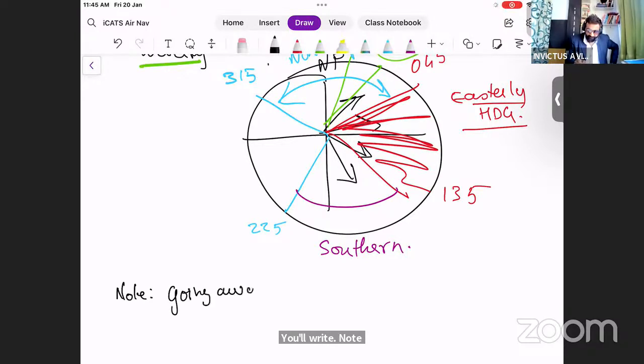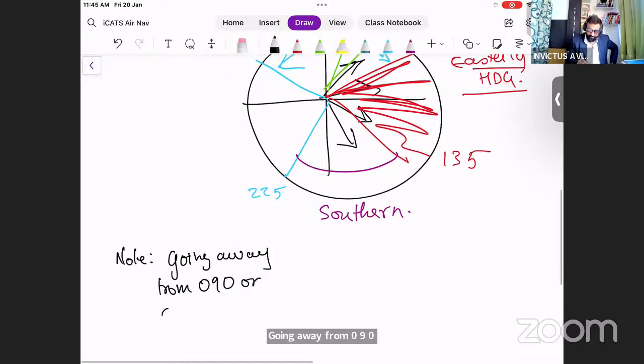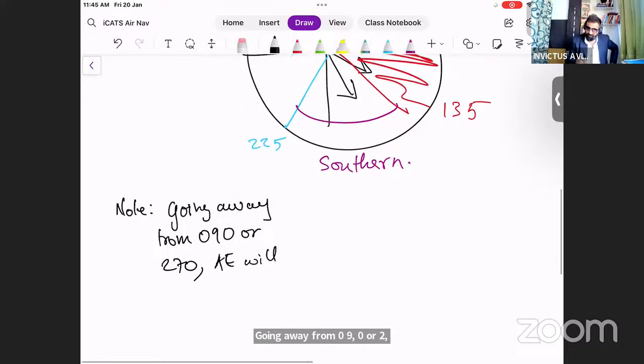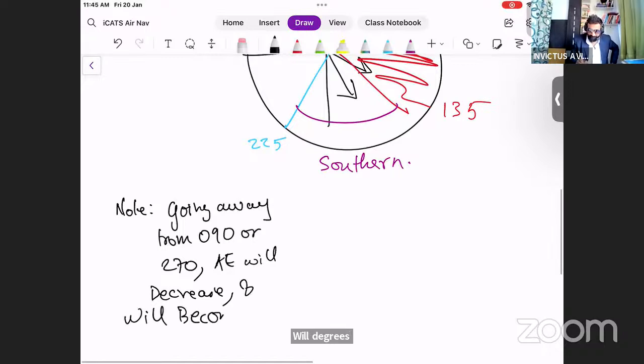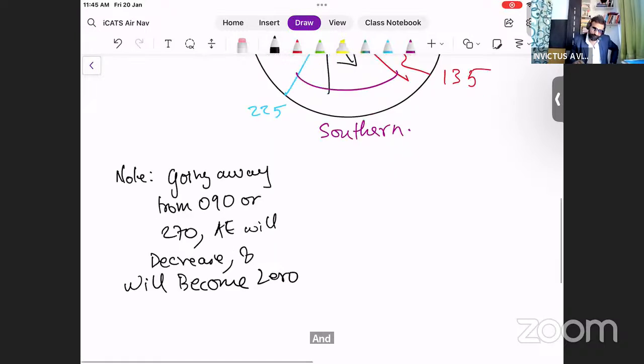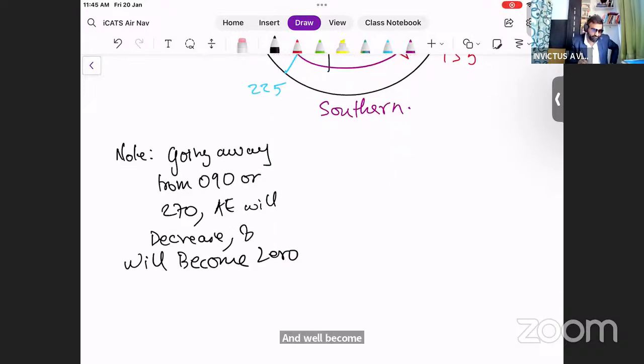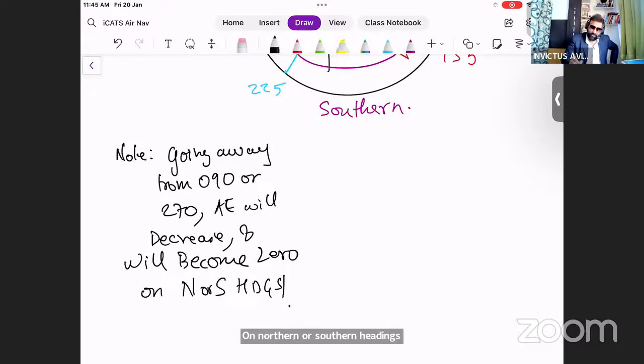Going away from 090 or 270, acceleration error will decrease and will become 0 on northern or southern headings. Write down the same point for deceleration error also.